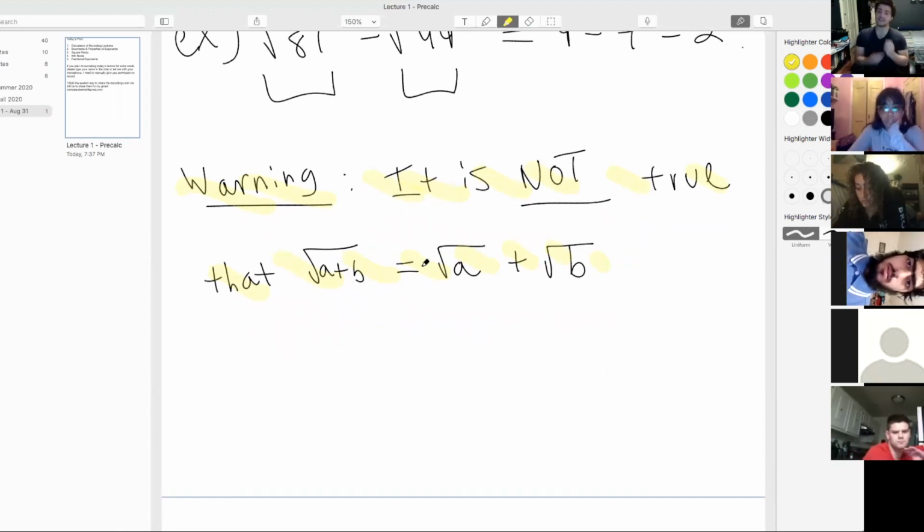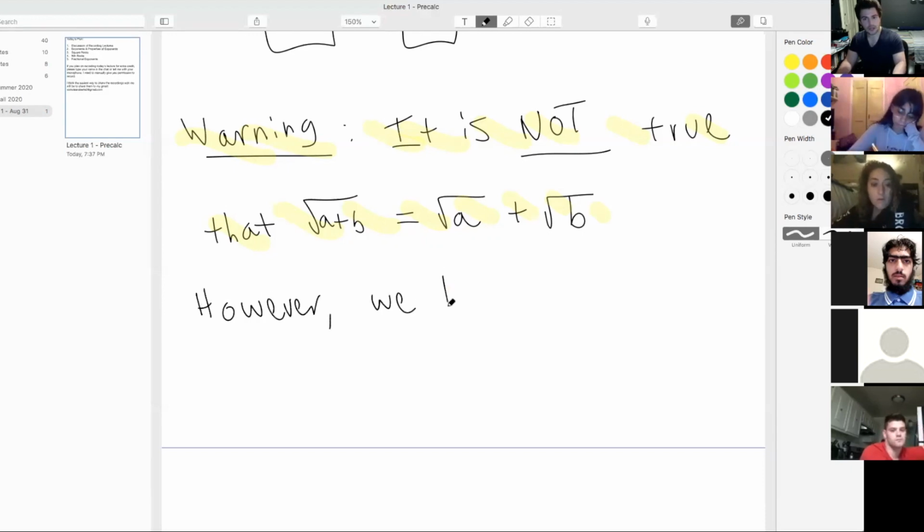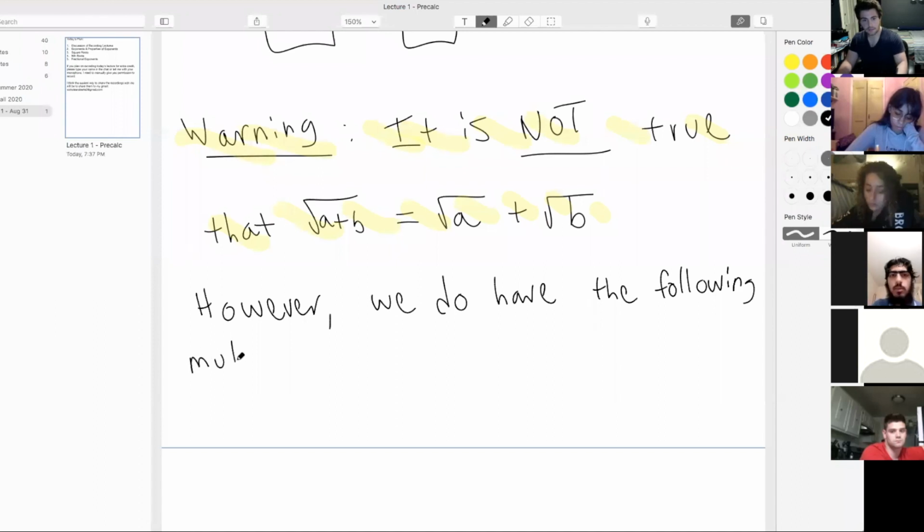However, we can split square roots up via multiplication. So that's the next thing. Please note this warning, but we do have some consolation. We do have the following multiplicative property.